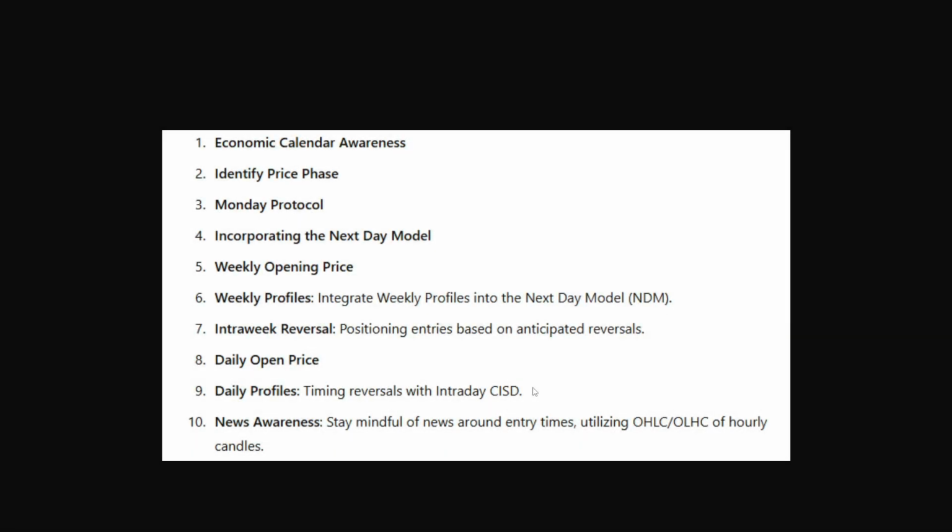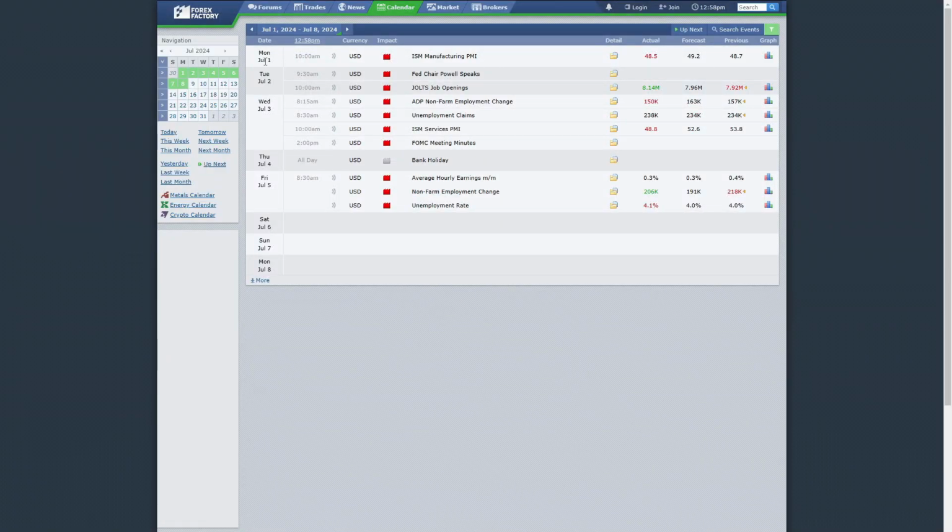Now in the examples, I will cover all of my model and I will combine all the parts of my model into one example. So the first thing is economic calendar awareness. So we will go to the economic calendar. On Monday, July 1st, we have a medium impact news. On Tuesday, medium impact. On Wednesday, we also have a medium impact news.